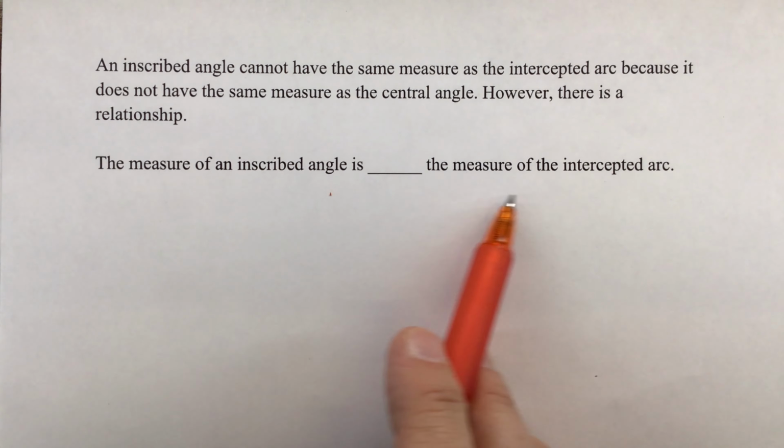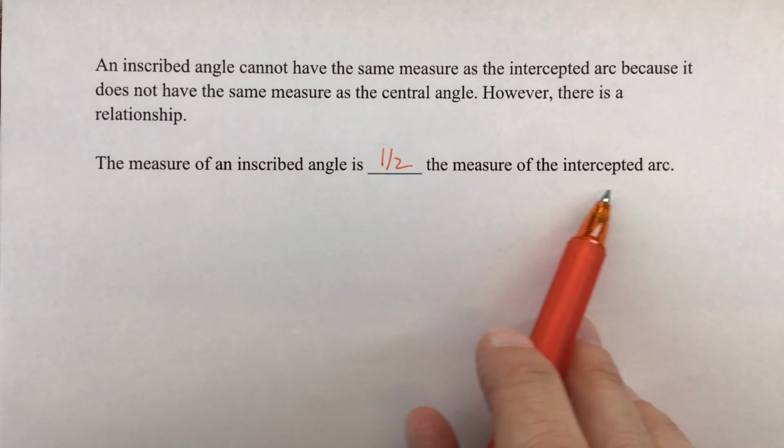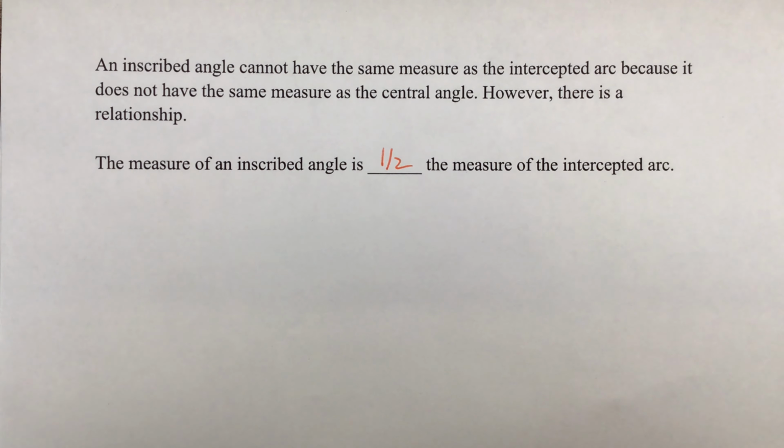We really looked at it as being half of the measure of the central angle, but the intercepted arc has the same measure, so we could also write that the inscribed angle is half of the measure of the intercepted arc. And where that helps out is when you have pictures that show the inscribed angle, but not the central angle. You'd be able to relate the inscribed angle to the intercepted arc that it creates.